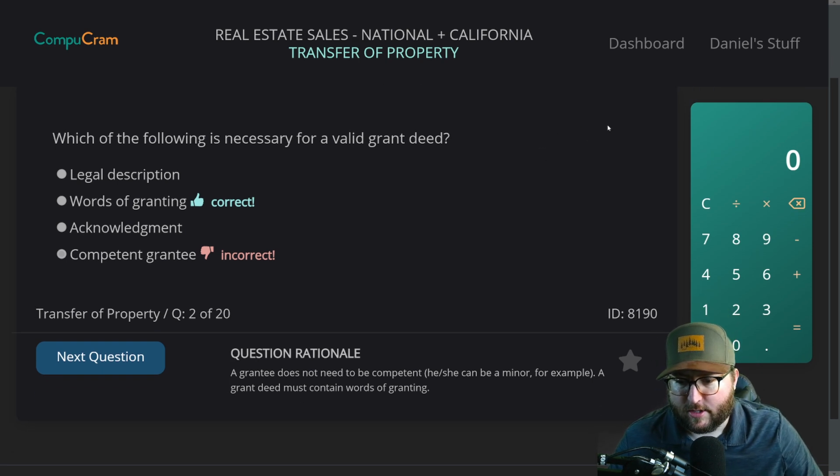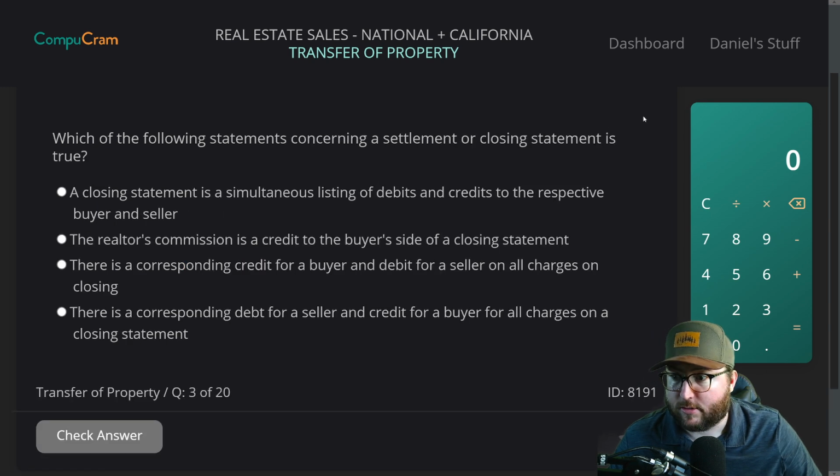Rationale: a grantee does not need to be competent. He or she can be a minor, for example. A grant deed must contain words of granting. So that's why I got confused with the competency. For the deed, they don't need to be, but for contracts, they do.